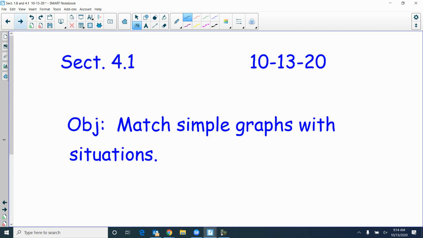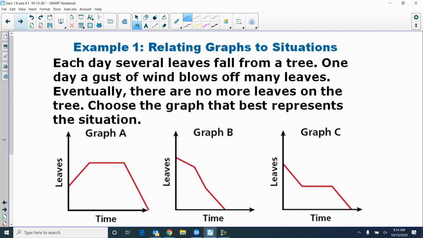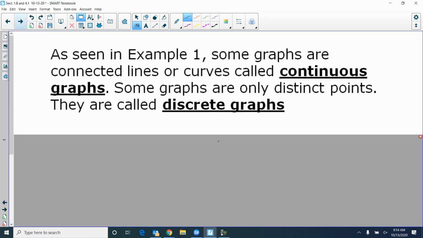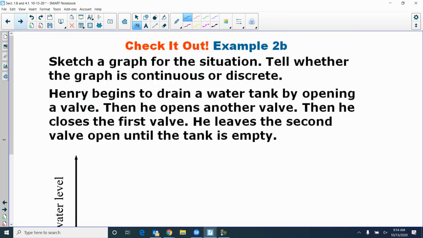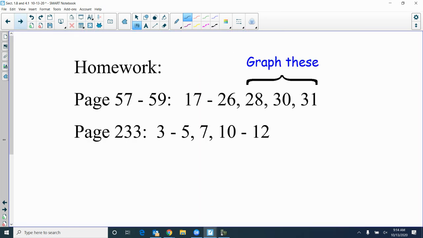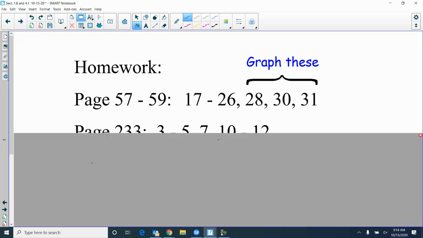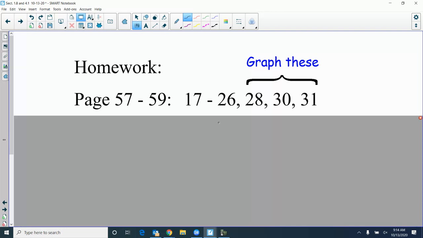All right, we're going to have to save this part for tomorrow. Okay, but you do have just 57 through 59. Just do that set. Now, the 28 and 30 and 31, graph these. If you have graph paper, do them on graph paper using a table.